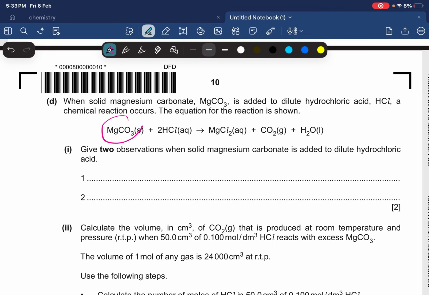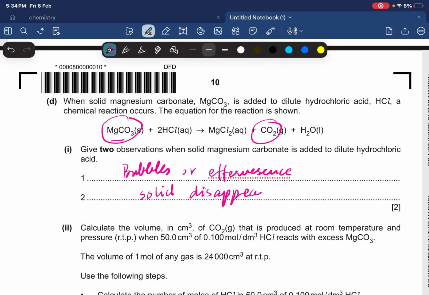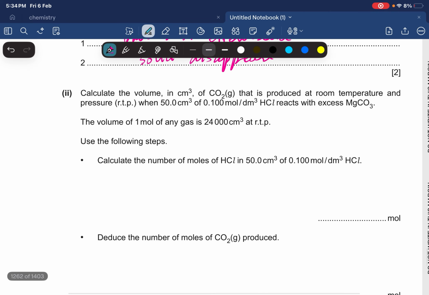Firstly, we're adding magnesium carbonate, so we're going to form a gas. We're going to see bubbles or effervescence, right? And the second thing that we're going to see is that the solid is going to disappear, right? The solid disappears, simple.